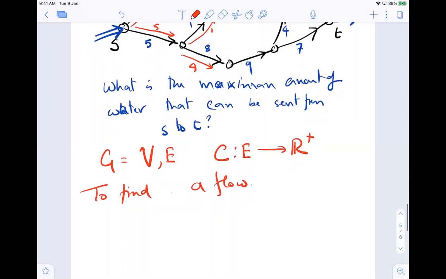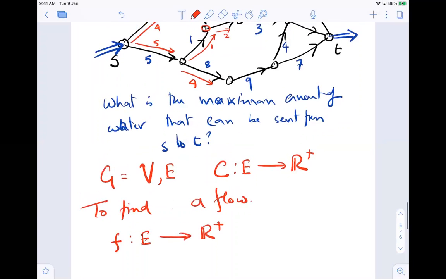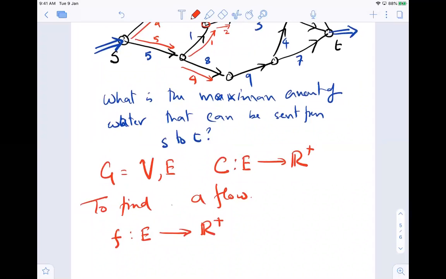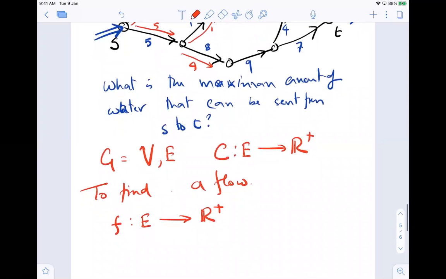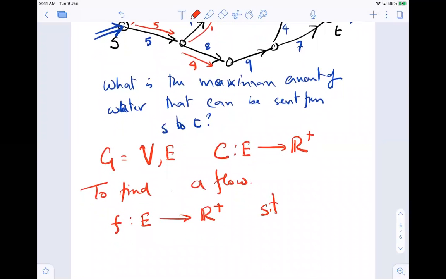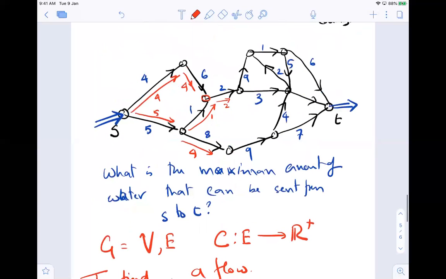A flow is nothing but a kind of mapping from the edge set to the real numbers. This basically says how much flow I am going to pass from U to V when there is an edge from U to V. But it should satisfy some properties. What properties should it satisfy? What do you guys think? Can you suggest some properties?